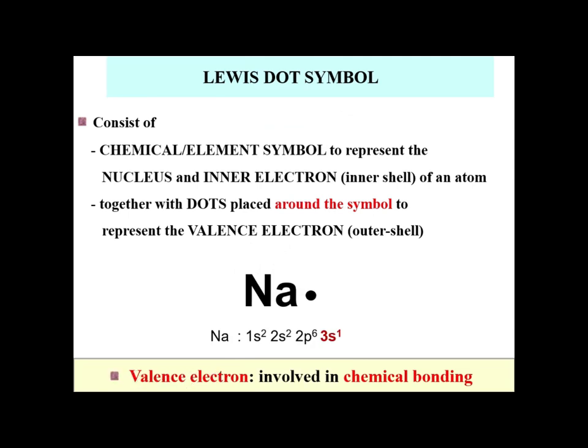Lewis dot symbol. What is Lewis dot symbol? So Lewis dot symbol is the symbol that contains the chemical element symbol to represent the inner shell, together with dot or cross placed around the symbol to represent the valence electron. So what is valence electron? Valence electron is the electron that stays in the outermost shell. So the highest quantum number.